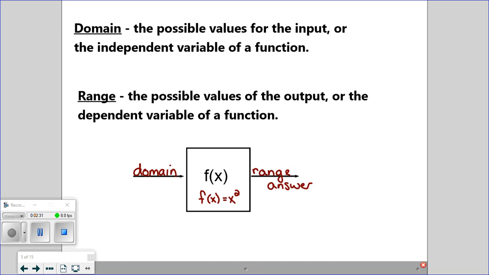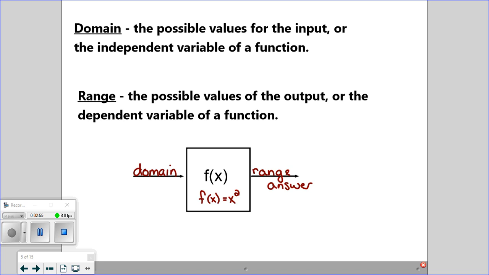If I square a number, it's always going to be positive, isn't it? Always. It doesn't matter what kind of number I put in there, it's always going to be positive. So the possible answers, my range, would only be positive numbers. I can't get a negative number from this function. It would never happen. Okay? So there's an example of something that would have a restricted range. But today we're focusing on the domain part of it.